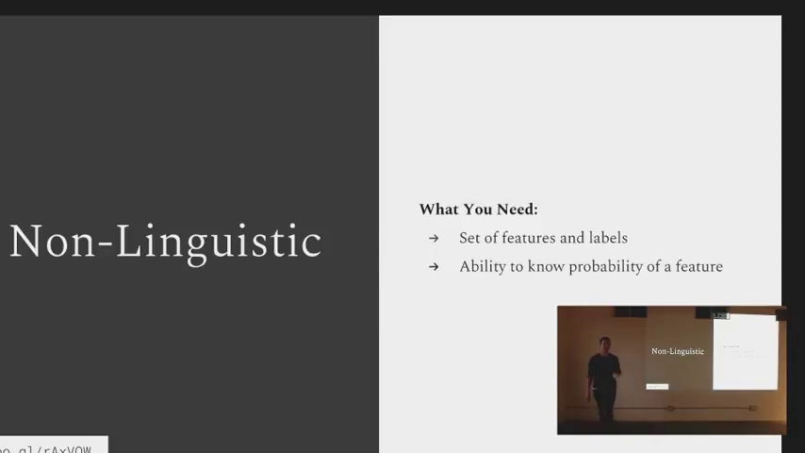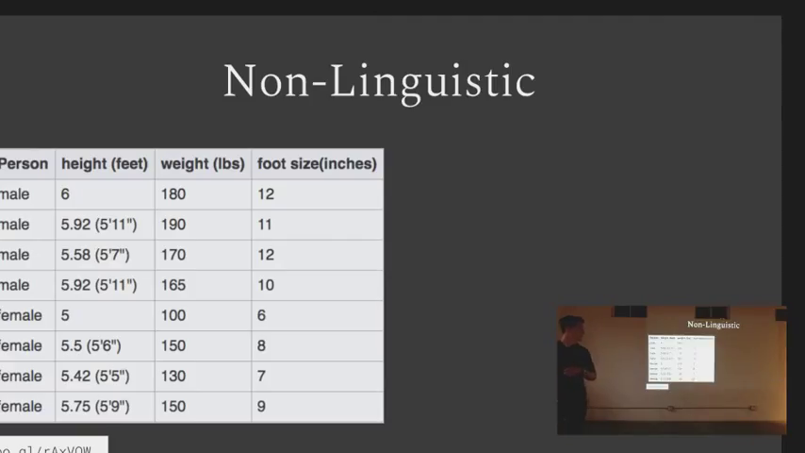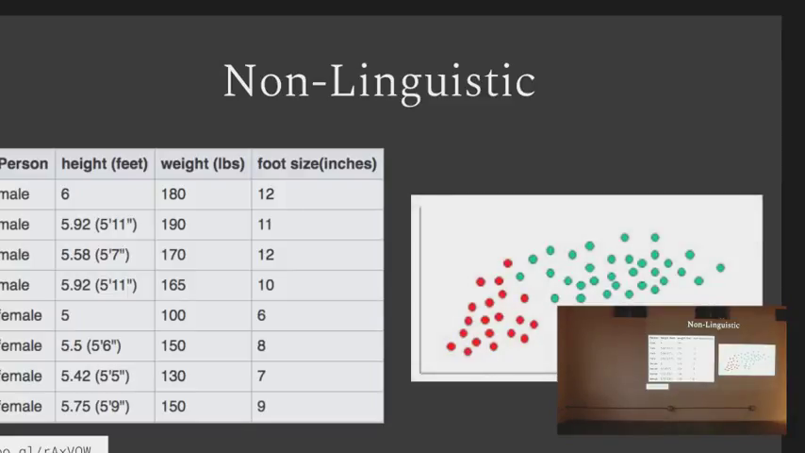It gets a little more complicated, and truthfully, I'm not going to be great at explaining this because of the math side of it. But let's say that we have this problem. We have a table here where we're trying to classify, these are our classes, male and female, and these are our features. We just have measurements here: height, weight, and foot size.